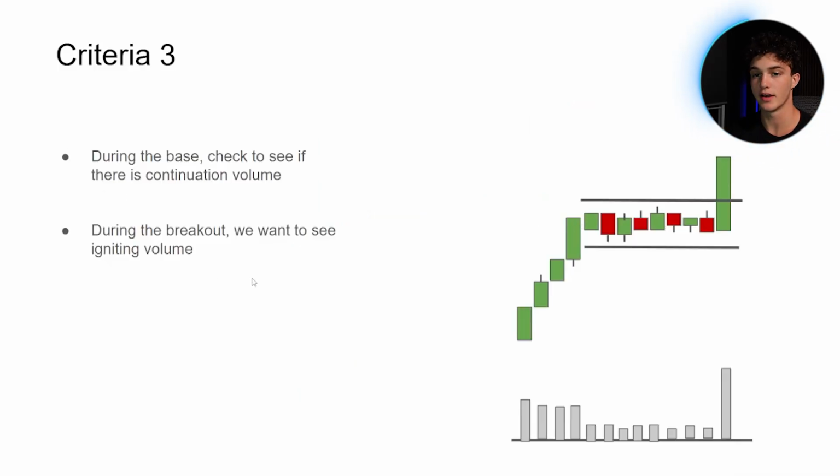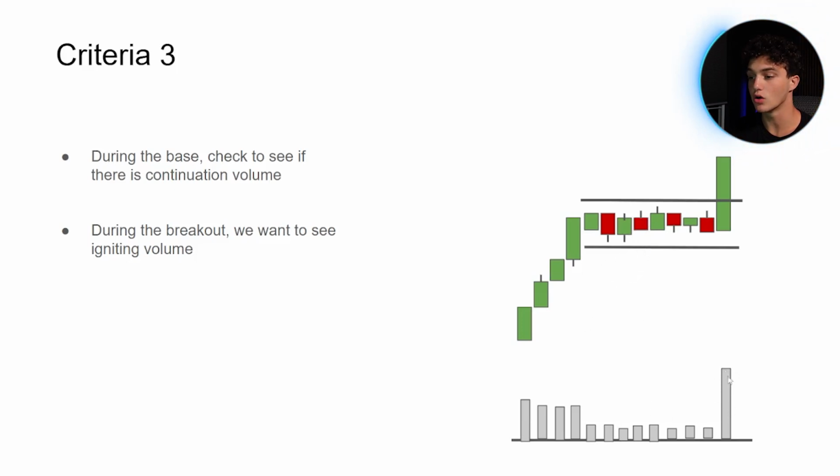So the third criteria is that during the base, we want to be looking at the volume. It is very important that while it is consolidating, while it's moving sideways, we want to see that there is continuation volume. Make sure to go watch the volume video if you guys forgot about this, but yeah, when it's moving sideways, we want to see that there's continuation volume during the base, which suggests that price is going to continue moving sideways in that direction.